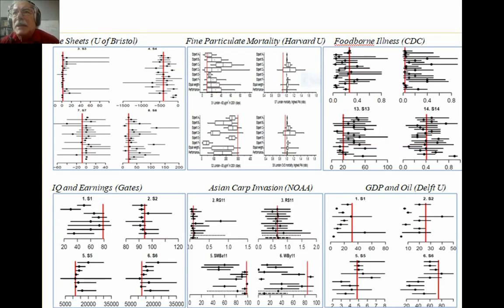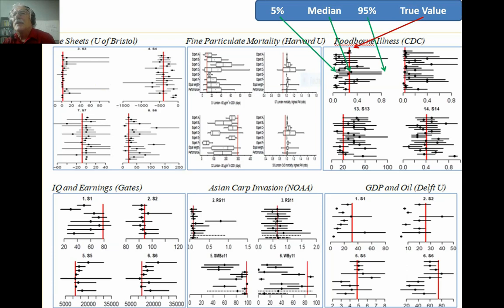Here we see 6 recent studies, starting on the upper left with the iSheet study that was published in PNAS in spring of 2019. For each study, we see 4 calibration variables taken from the experts' field. And for each calibration variable, we see for each expert in the study his 5% and 95% values given as this interval, and the median given as this black dot. And we also see the true value given as this red line.